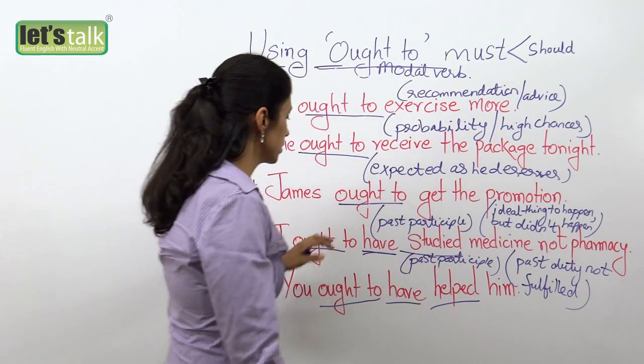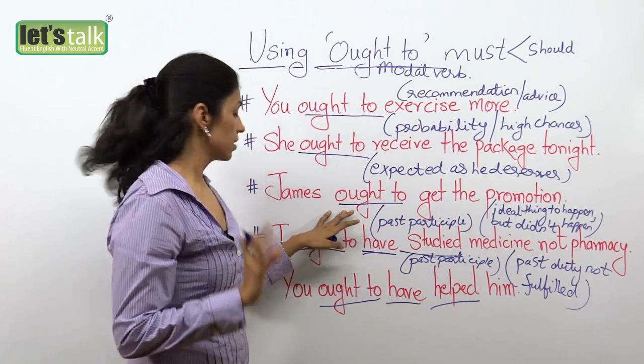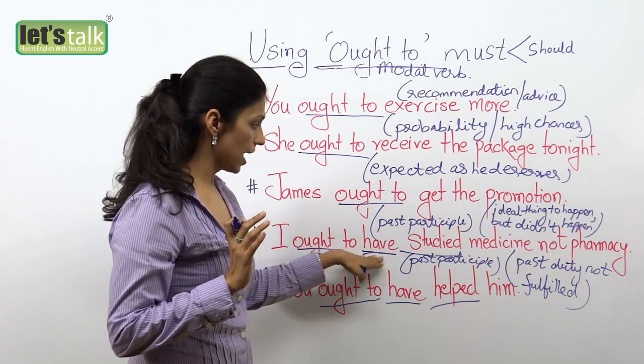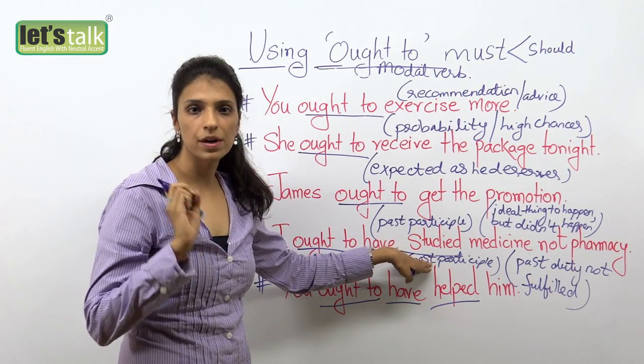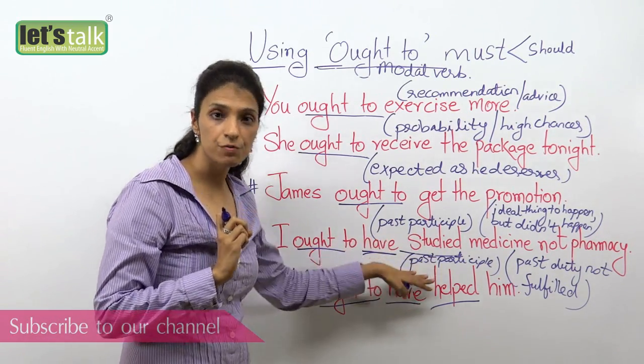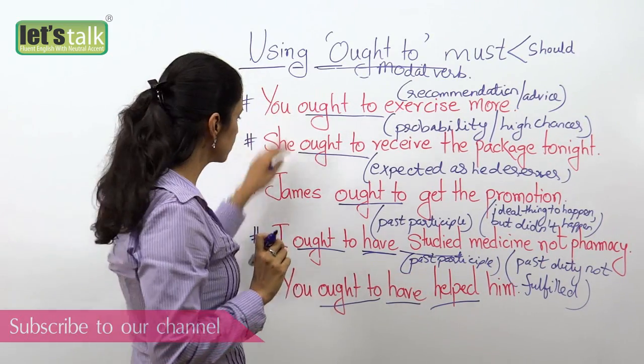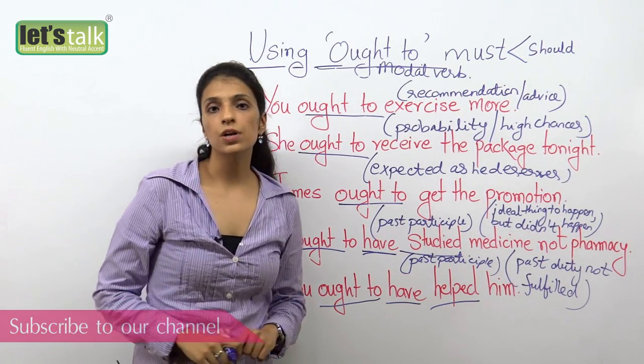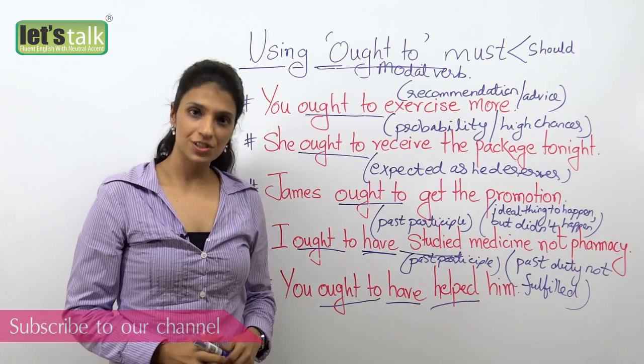Okay friends, so this is how you use ought to in the past. Remember, it's ought to have with the verb in the past participle. So ought to have done, ought to have gone, ought to have finished. Okay, so I hope this much is clear to you. Now we'll take a look at using ought to in questions and negatives.